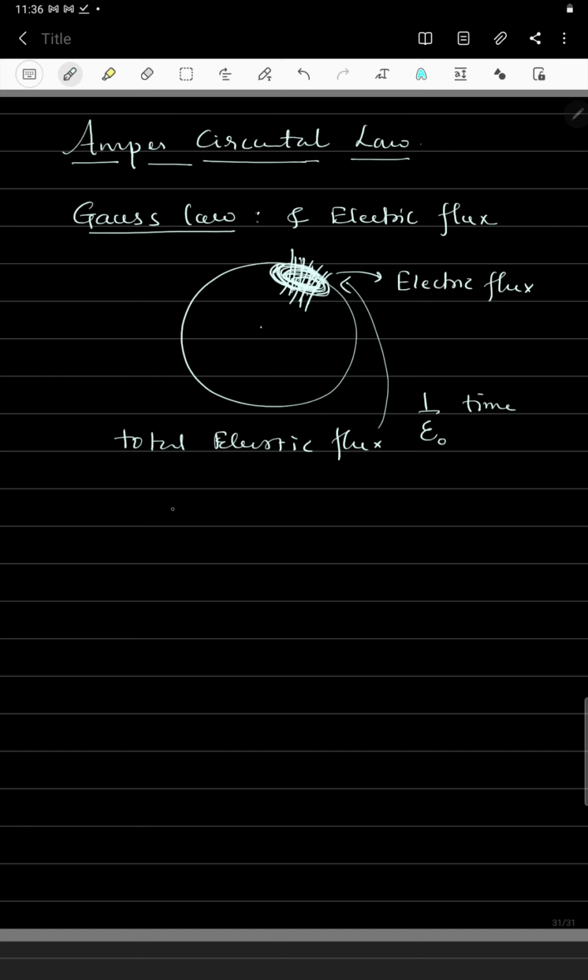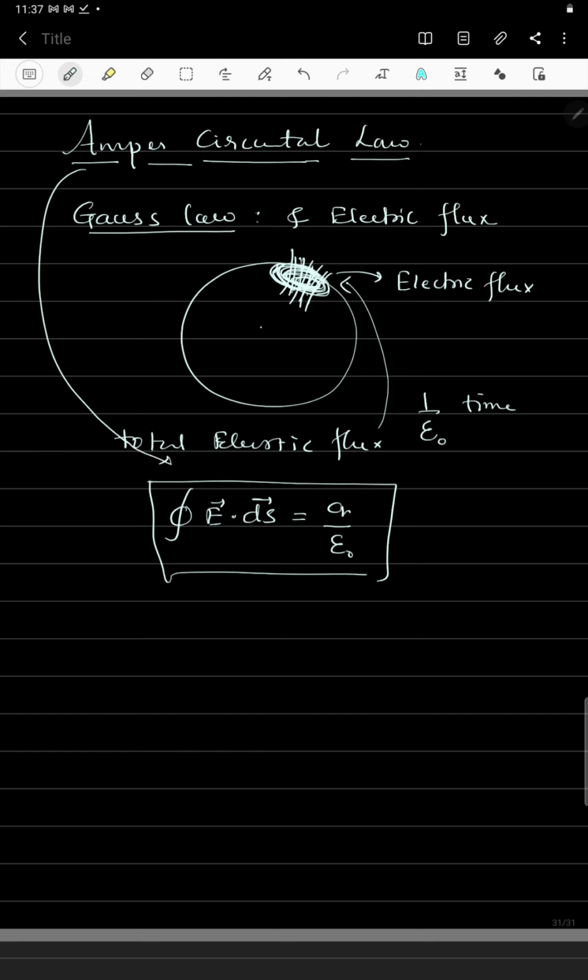So we got an expression from this Gauss theorem: the closed integral of electric field E dot dS, where dS is a small surface area, is equal to q divided by epsilon naught. This is the expression of Gauss's theorem, or Gauss's law. This theorem is related to what we are going to study in this session, that is Ampere's Circuital Law.